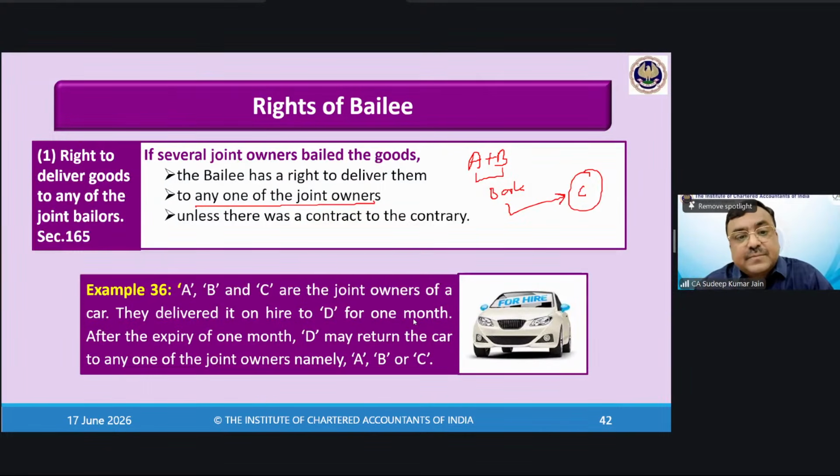A, B, C are the joint owners of a car. They deliver it on hire to D for 1 month. After the expiry of 1 month, D may return the car to any one of the joint owners, namely A, B, or C.